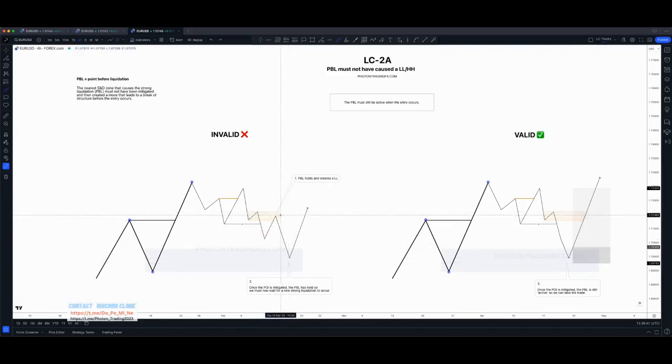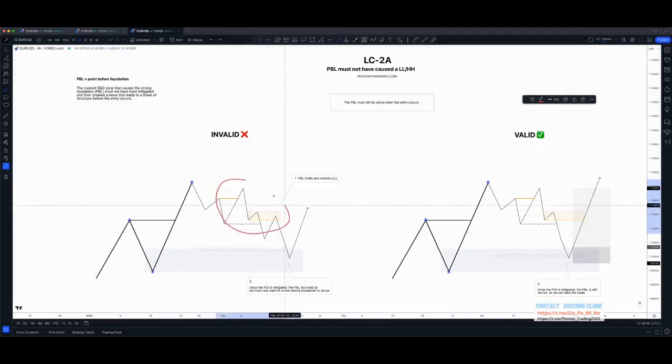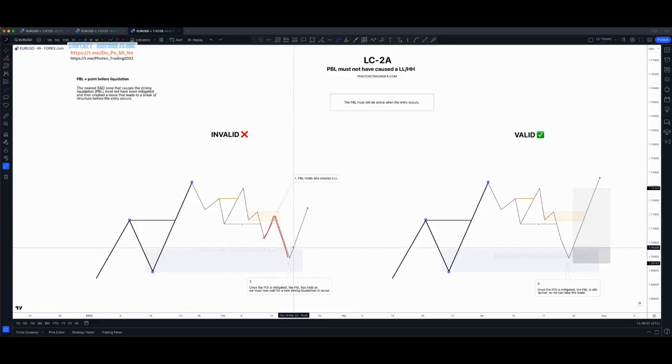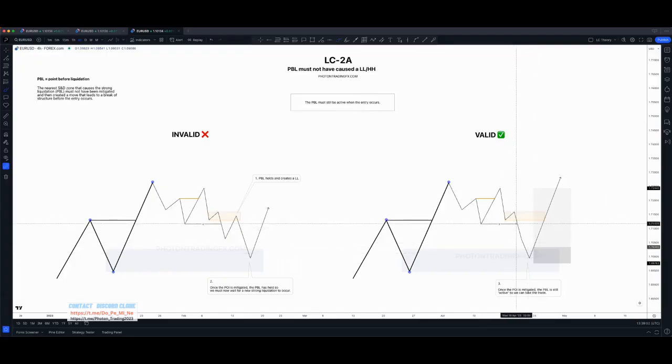So if you use the PBL method to define whether or not these liquidations are still relevant for us getting long here, then this would be invalid for you, right? Because the PBL held and it made a new low by the time that we're looking for the entry. Whereas here, yes, we get the strong liquidation, we've got the POI mitigation, but we can take this trade because the PBL didn't get mitigated and it didn't make a new low, right?